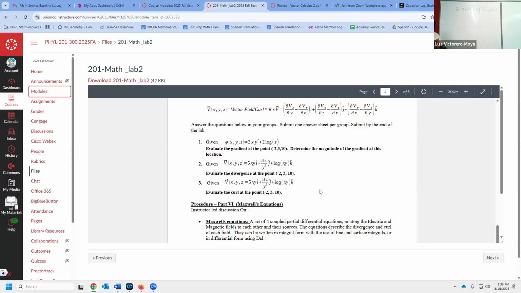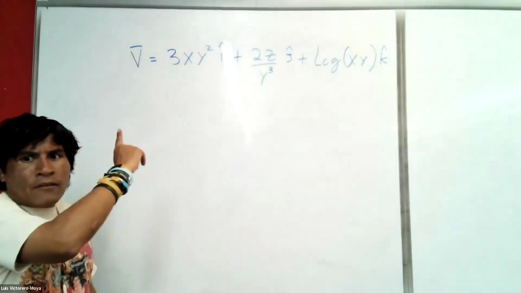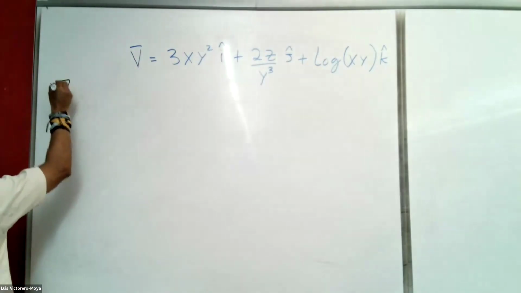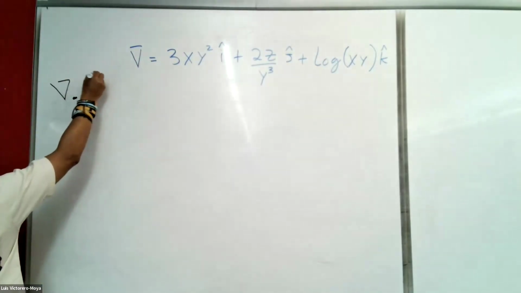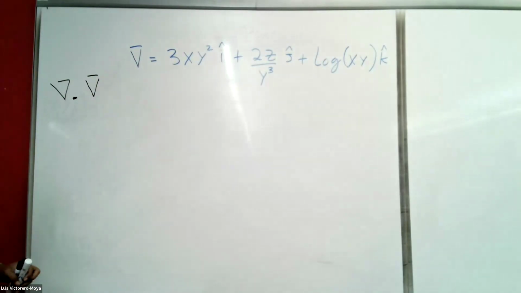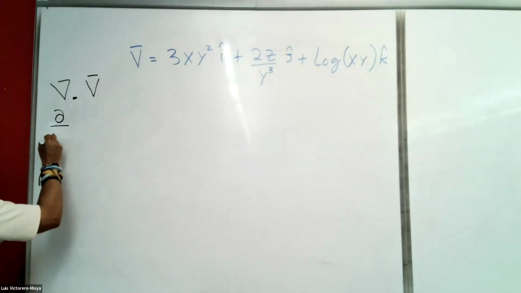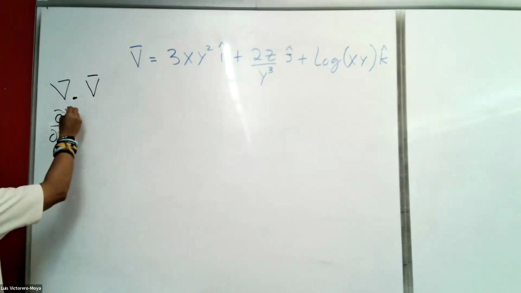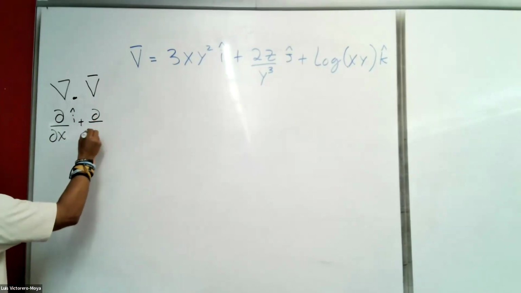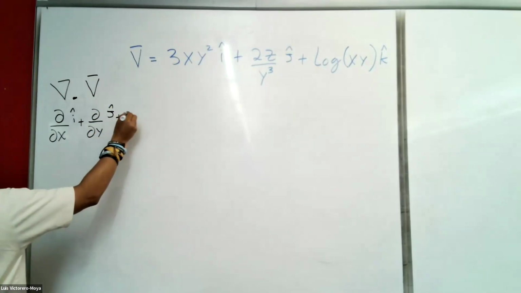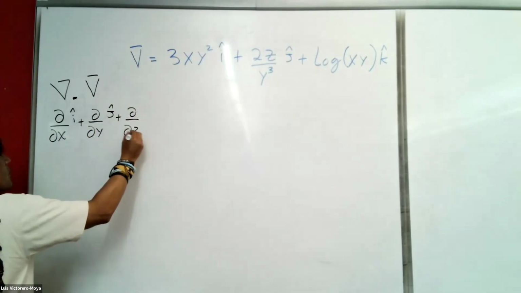So if you want to do the divergence of that, it's just the nabla dot, it's like a dot product. Dot product, right? We just did that in the previous video. Delta over delta x i plus delta over delta y j plus delta over delta z k.